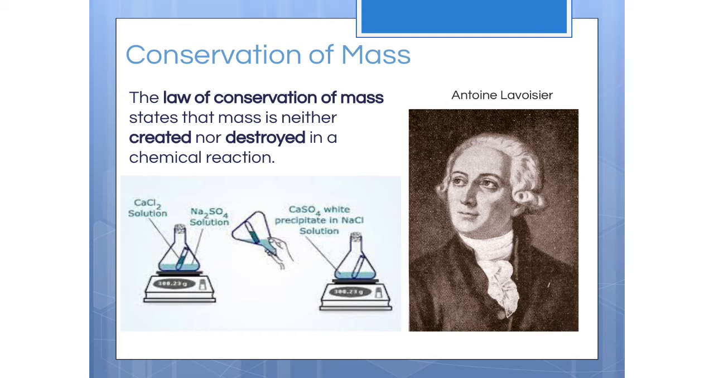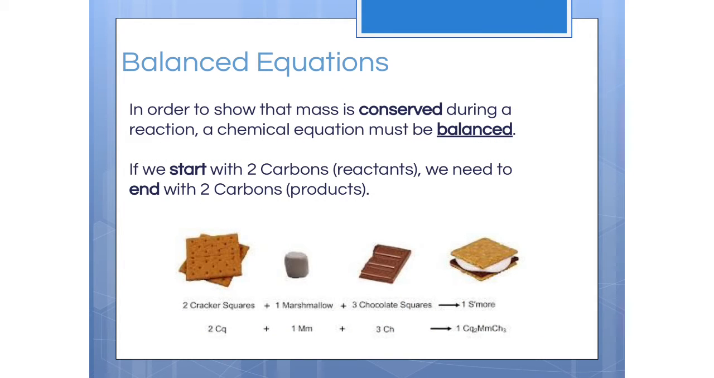And so when we balance the equation, what we're doing is we're proving this law of conservation of mass. We are showing that the mass is conserved. And so when we balance these equations, we're showing this. So basically, if we have two carbons on one side, we need to end with both carbons.